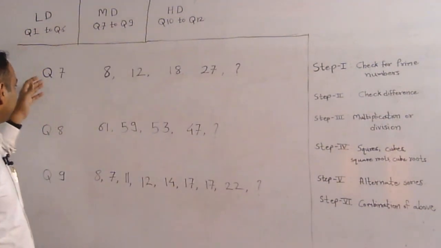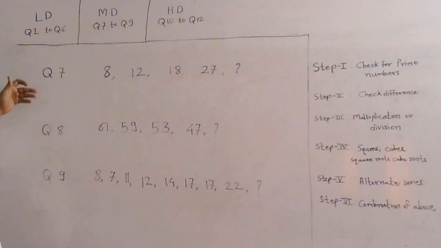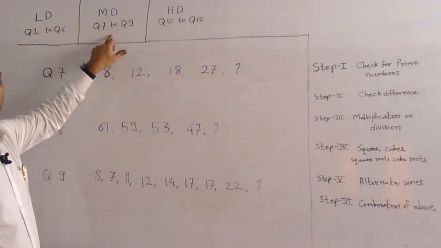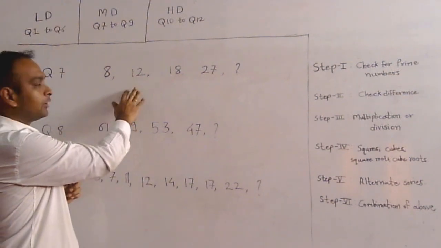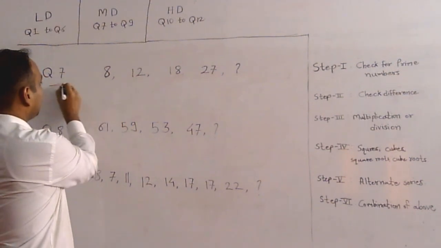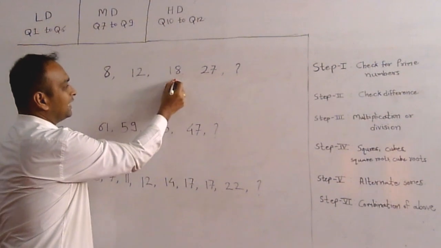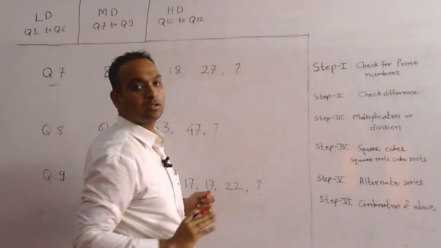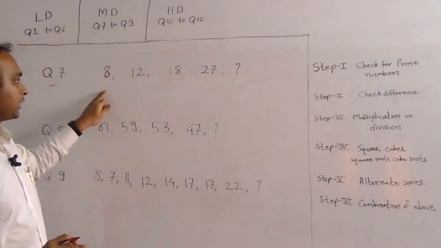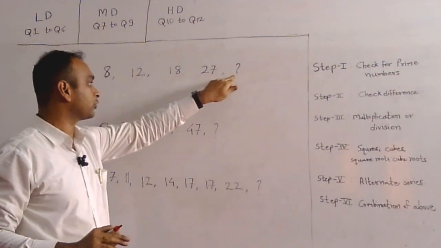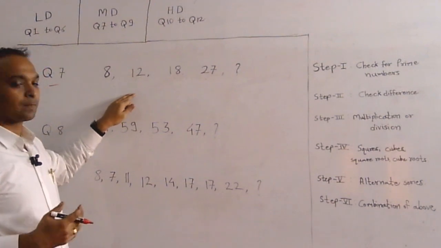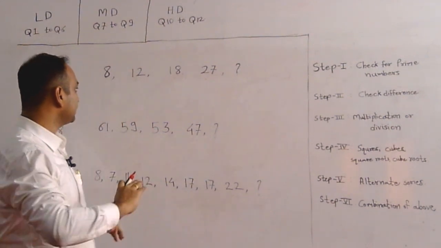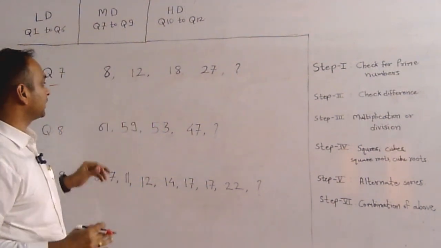Okay. So here we have three more problems, question 7, question 8, 9, which is of medium difficulty level. Now let's try to solve this. So here we have question number 7, which is 8, 12, 18, 27 and then question mark. So we have to find out what will be there in place of question mark. Pause the video and try for this. I hope you might have tried this. Now let's try to solve this together.